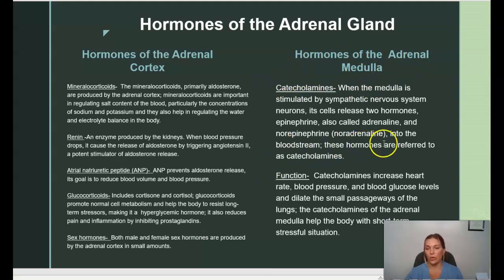And the catecholamines help to increase heart rate, blood pressure, and blood glucose levels, and help to dilate the small passageways of the lungs.